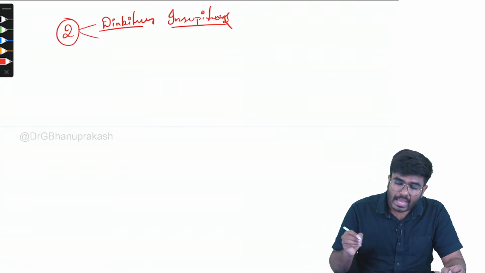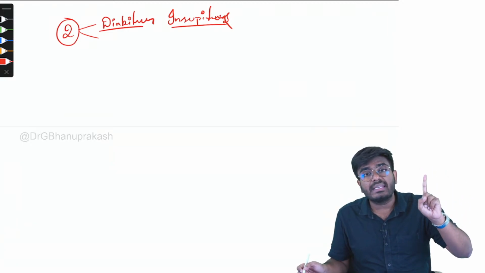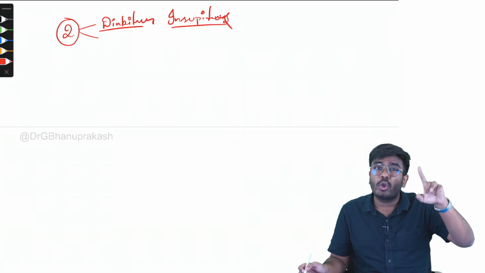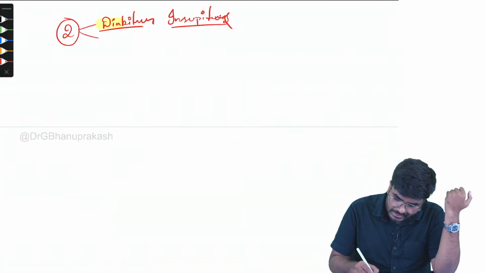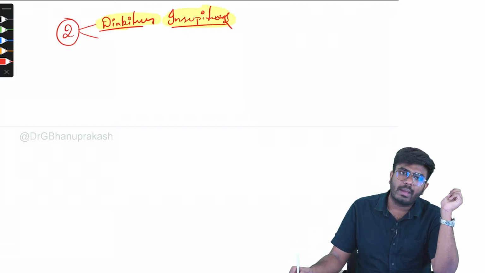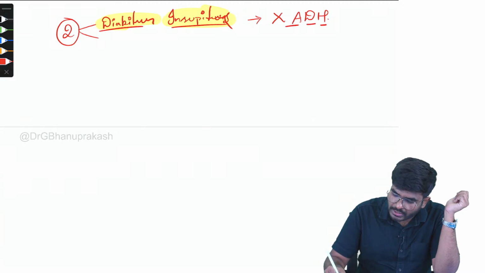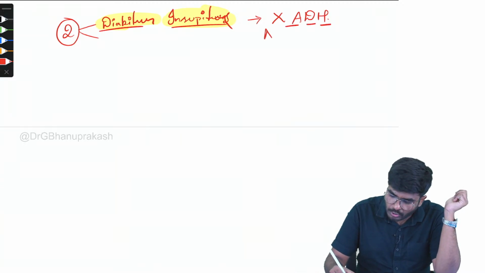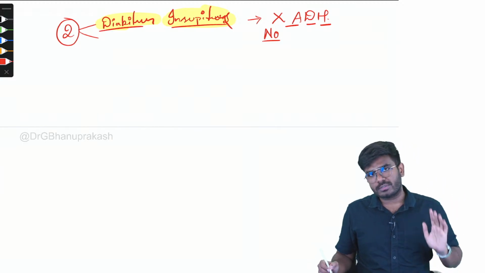Now, what is this diabetes insipidus? Don't confuse it with diabetes mellitus. Diabetes mellitus is because of no insulin, hyperglycemic states. You all know it. What I am discussing now is diabetes insipidus. What is the problem in diabetes insipidus? In diabetes insipidus, the patient is suffering from no antidiuretic hormone. Antidiuretic hormone is not getting produced.